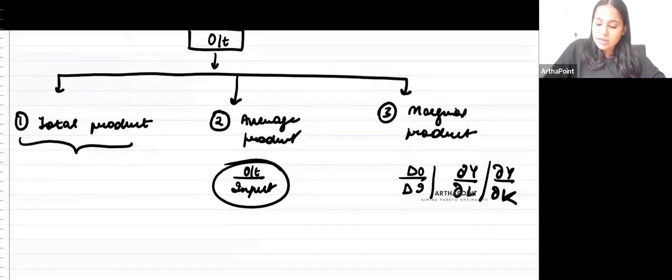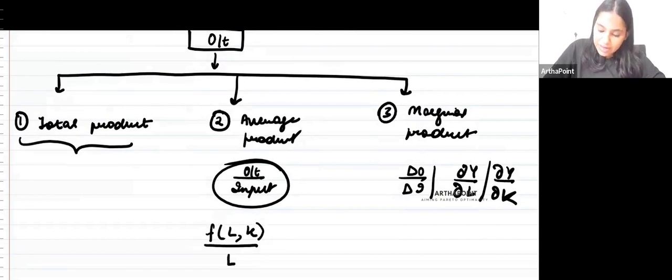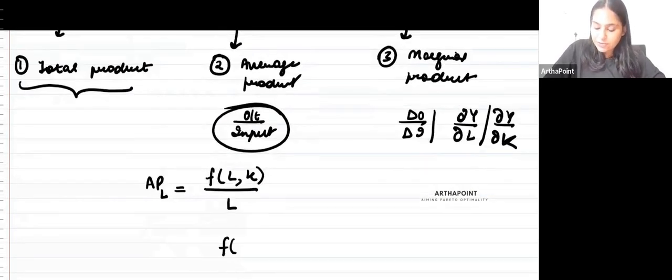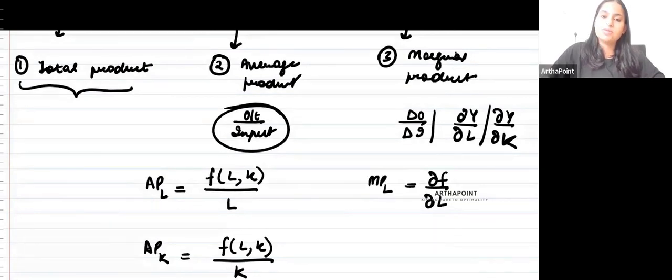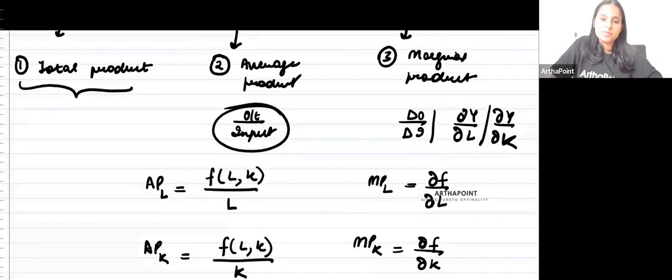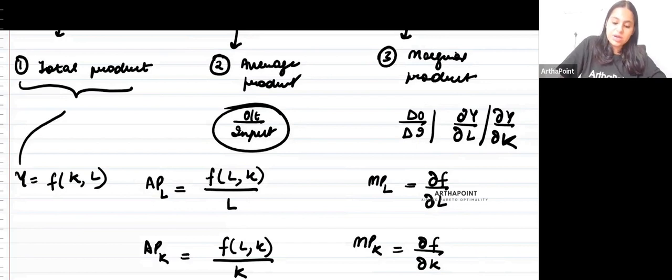So if I have output as a function of labor and capital, when I divide it by labor, I get the average product of labor. When I divide it by capital, I get the average product of capital. How this function changes when labor changes is the marginal product of labor. And how this function changes when capital changes is the marginal product of capital. And this function itself, output as a function of labor and capital, is my total product.